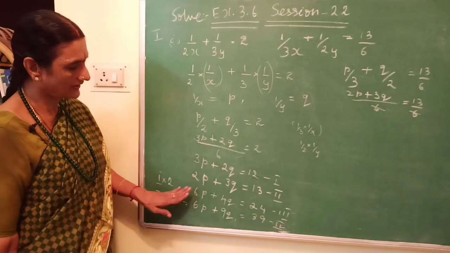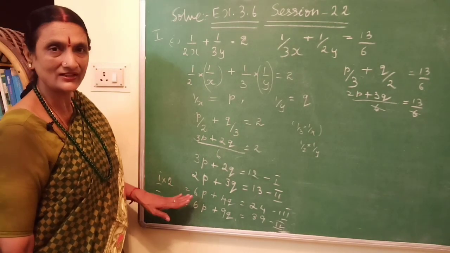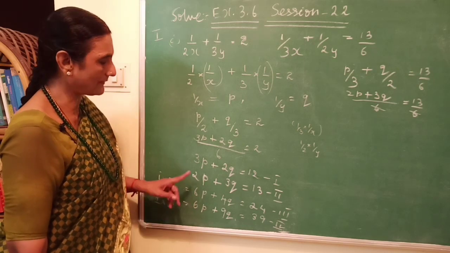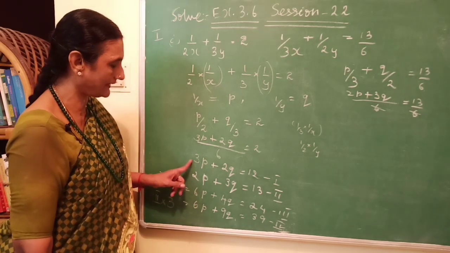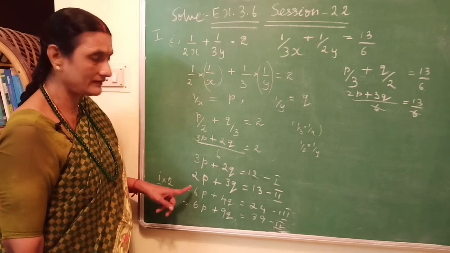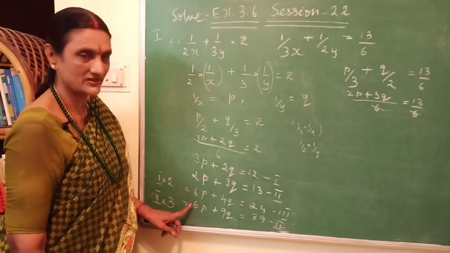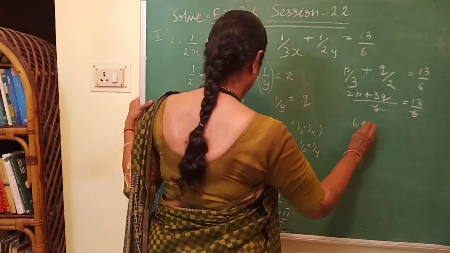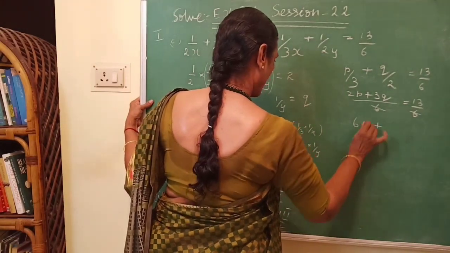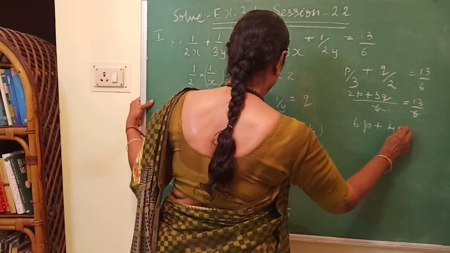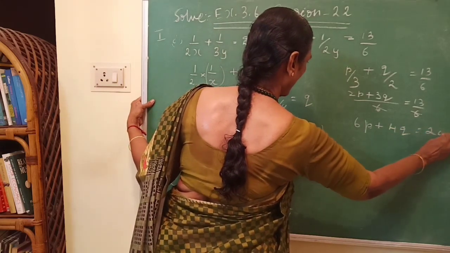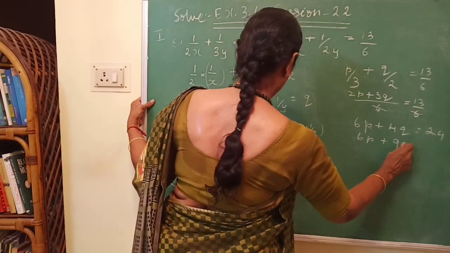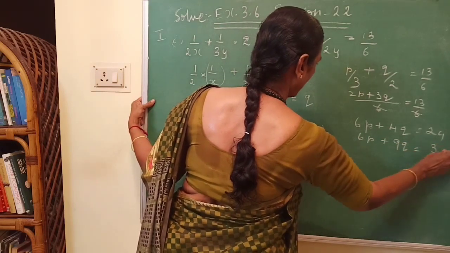In equations 1 and 2, I have adjusted the coefficients of p to be 6 by multiplying the first by 2 and the second by 3. So we have got two equations in this manner. So let me write down both the equations. 6p plus 4q is equal to 24, and then 6p plus 9q is equal to 39.